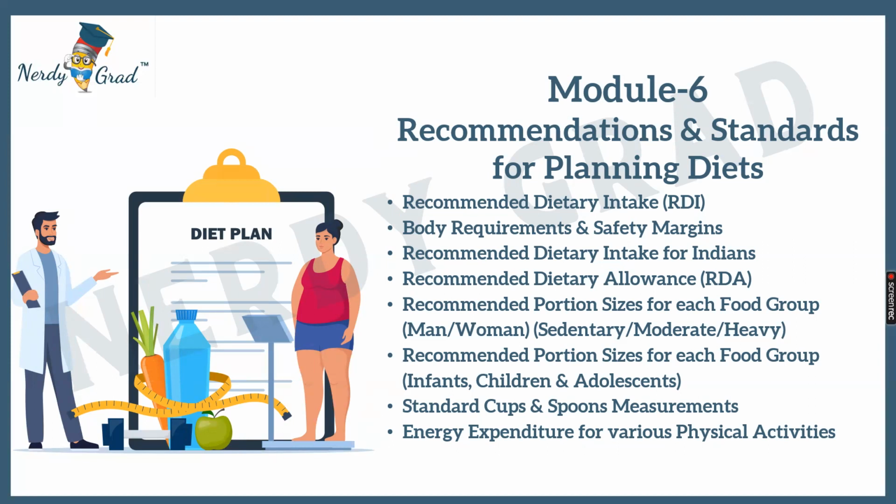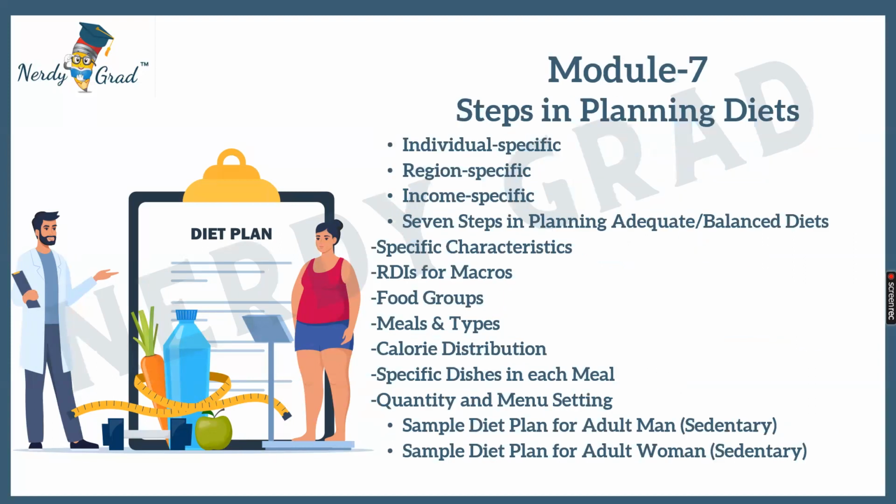And then we will also have a tabulation for recommended portion sizes for each food group, which includes for infants, children, and adolescents. And then we will see the standard cups and spoon measurements as per Indian guidelines. And then finally, the energy expenditure for various physical activities. In module 7, we will be talking about the steps in planning diets. So this involves 3 specific approaches. First is the individual specific, then region specific, and income specific.